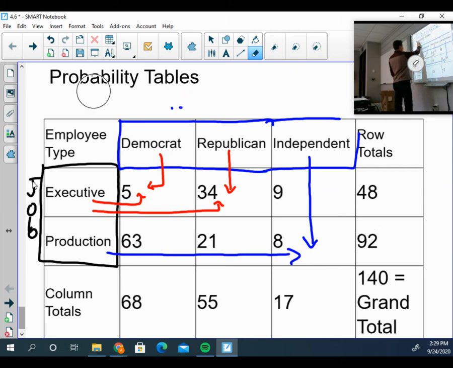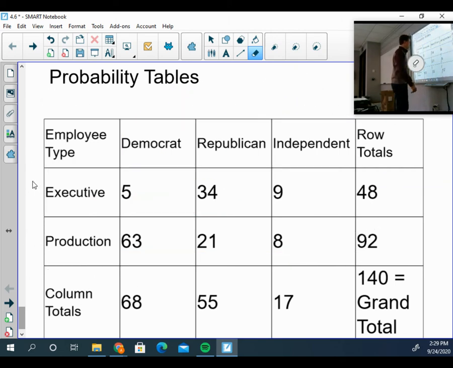So sometimes we want to use tables like this to calculate probability. I'm going to give you a couple examples. I want you to try them and then unpause the video and see what we come up with. What's the probability of someone being a Democrat at this company?